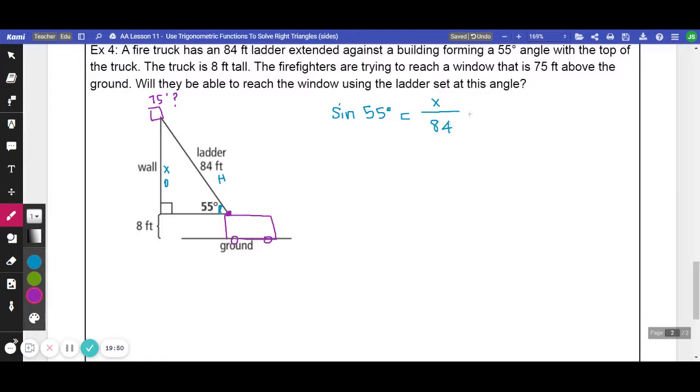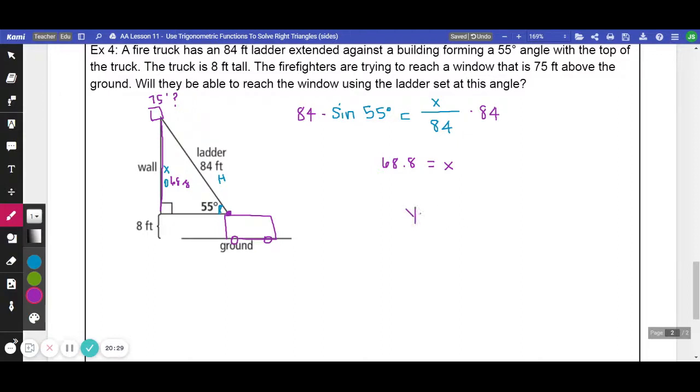To solve for x, I need to get rid of that 84. So I'm going to multiply both sides by 84. So 84 times the sine of 55 equals 68.8. So we're thinking, nope, it's not going to reach. This is only 68.8, but that's this part right here. And then we add the 8 feet that it starts off the ground for the fire truck. So 68.8 plus 8. Yes, that's more than 75.